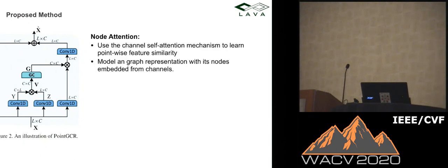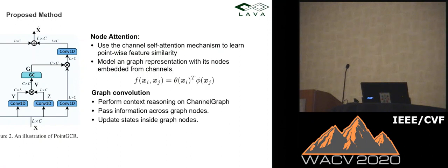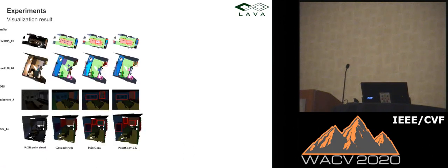First, node attention. We use a channel self-attention mechanism to learn point-wise feature similarity and model them into a graph representation, namely the channel graph. Then we use graph convolution to perform context reasoning on the channel graph. This is our visualization result. We can see that the categories are no longer confused and the accuracy is improved.